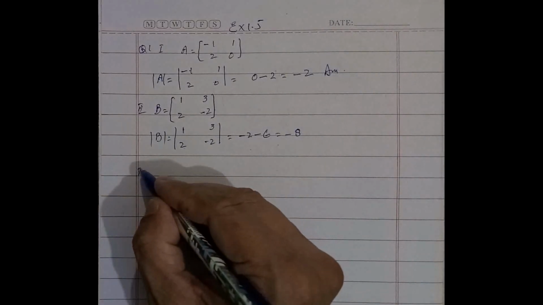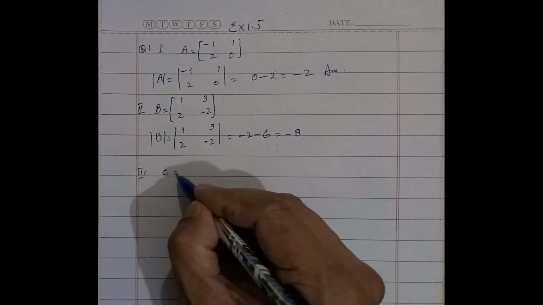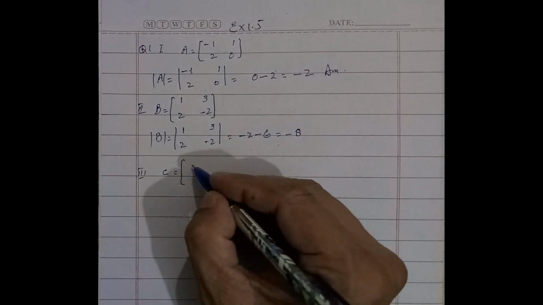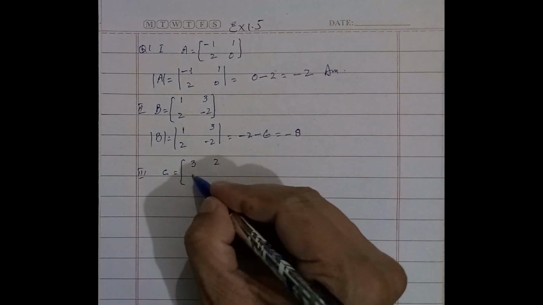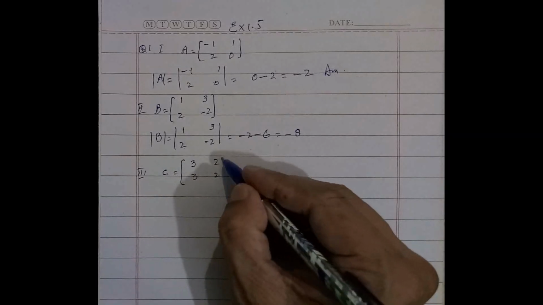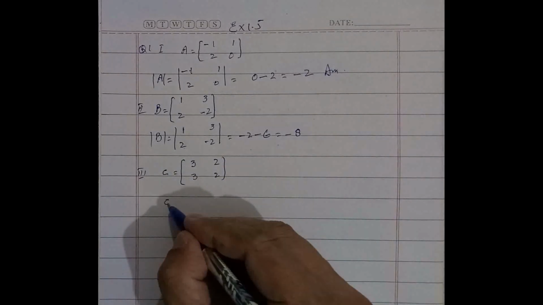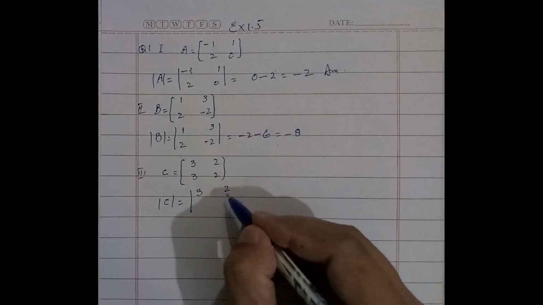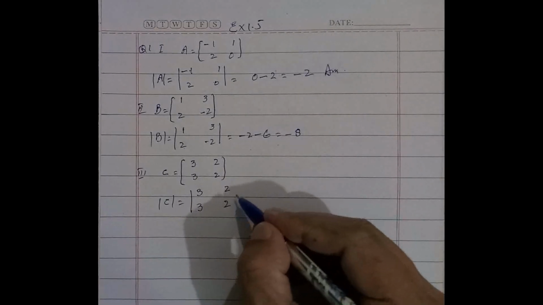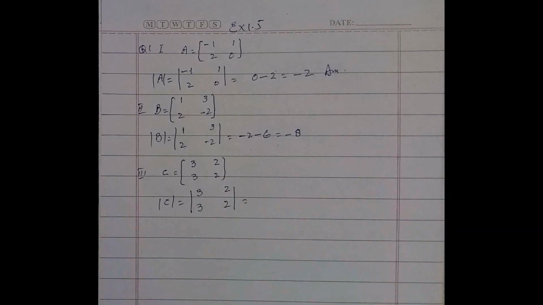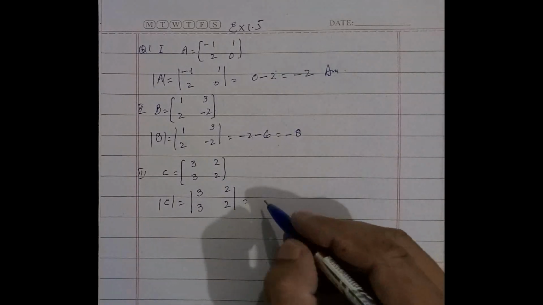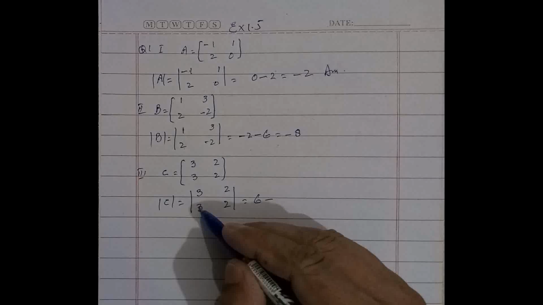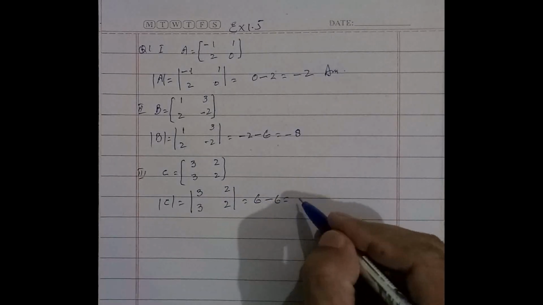And the third part is C matrix. The C matrix is [3, 2; 3, 2], and the determinant of C is the determinant of [3, 2; 3, 2]. Solve the C determinant: 3 multiplied by 2 is 6, minus 3 multiplied by 2 is 6, which is equal to 0.